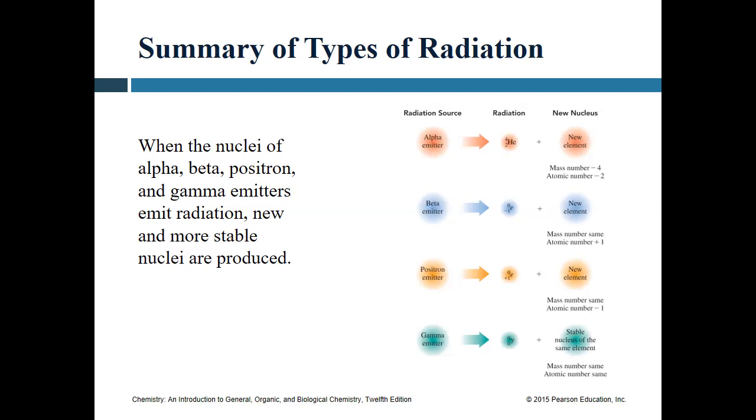Oh, this gave away an alpha particle. We're going to lose 4 in the mass number and 2 in the atomic number. Oh, this one gave up a positron. The atomic number is going to change by 1. And with gamma, all we're talking about is increasing stability by getting rid of that excess energy in the form of a gamma ray.